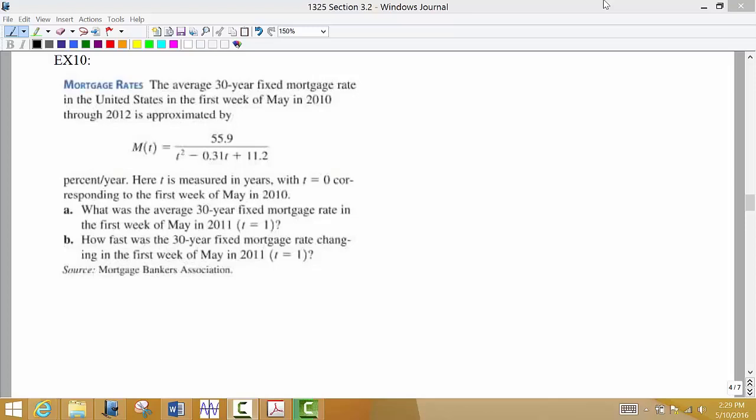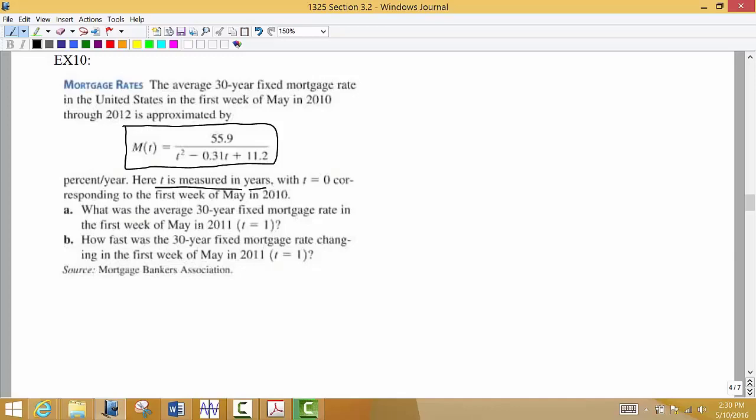Now we're going to look at a couple of application problems that are going to require us to use our new rules, quotient rule and product rule for finding derivatives. So in the first problem here, we are given a function that approximates the mortgage rate. T equals 0 corresponds to the first week of May in 2010. T is measured in years.